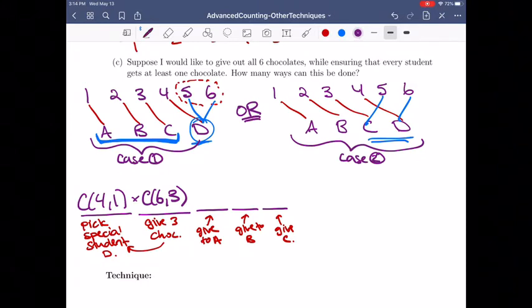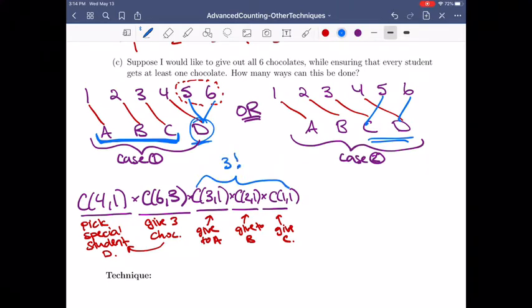When I do A, I have 3 chocolates left, and I want to give them 1, so that's 3 choose 1. Now B, I only have 2 chocolates left, and C is going to get the last one that's left. Now notice these 3 things could be combined into a 3 factorial. So that's case 1. It's better to use the 3 factorial so that it is smaller, but you can do it like this if you want.